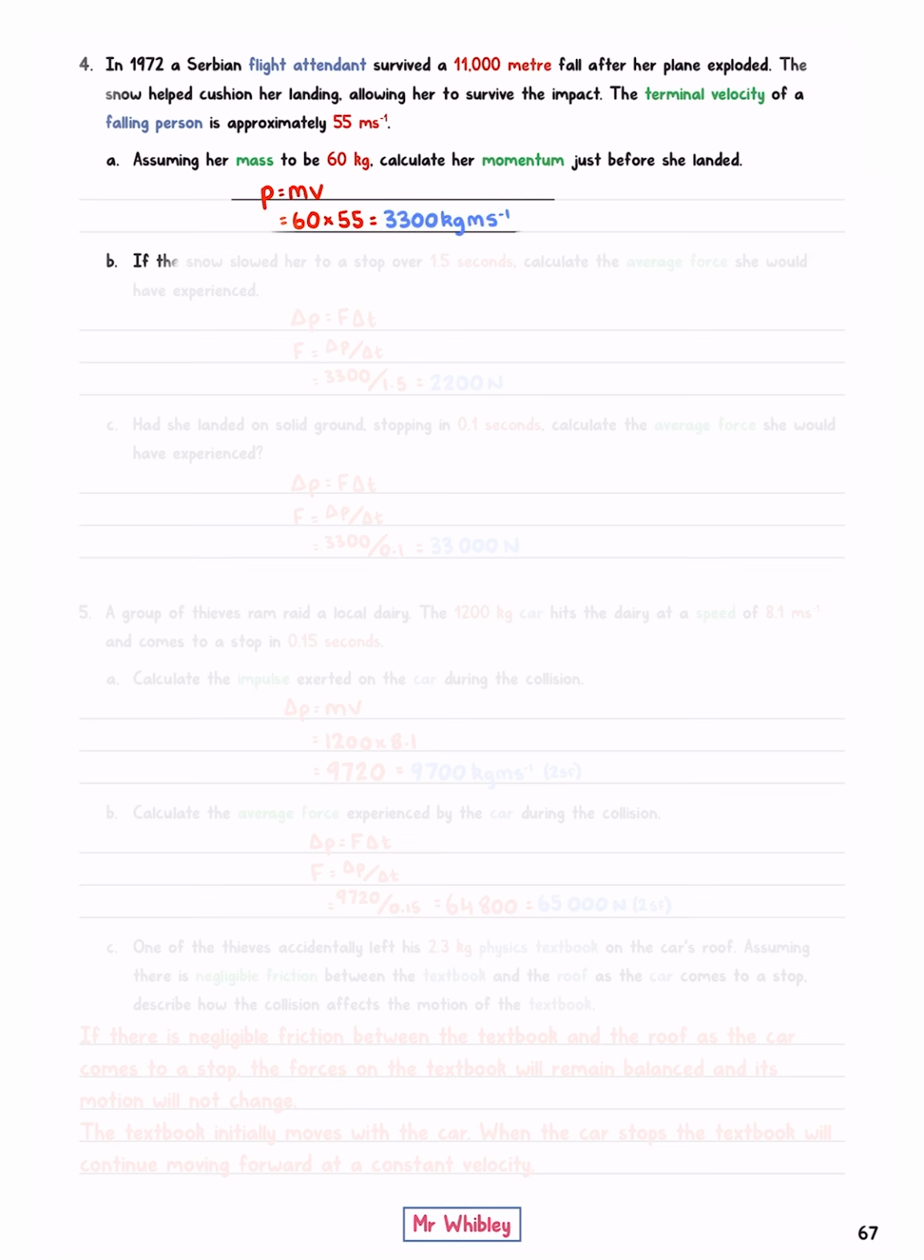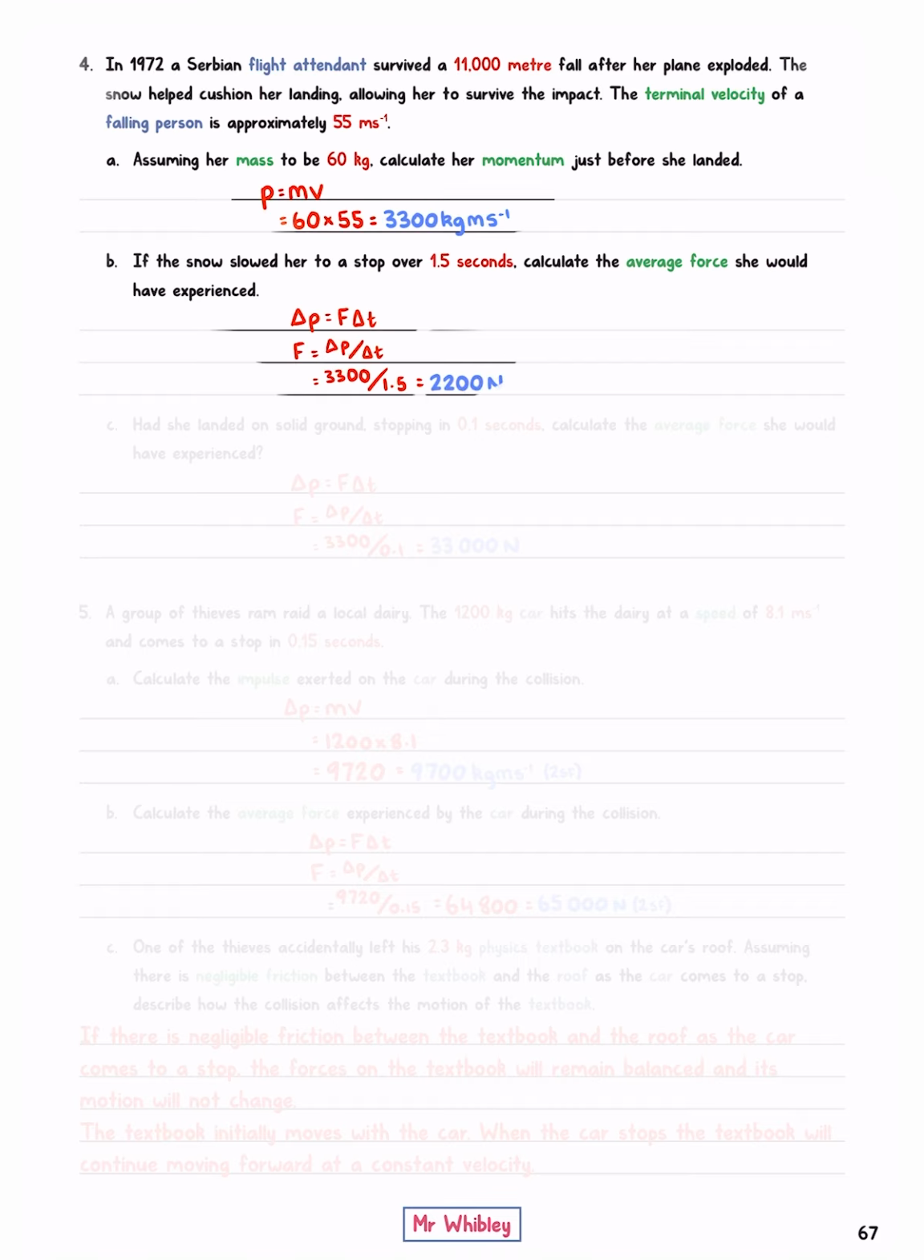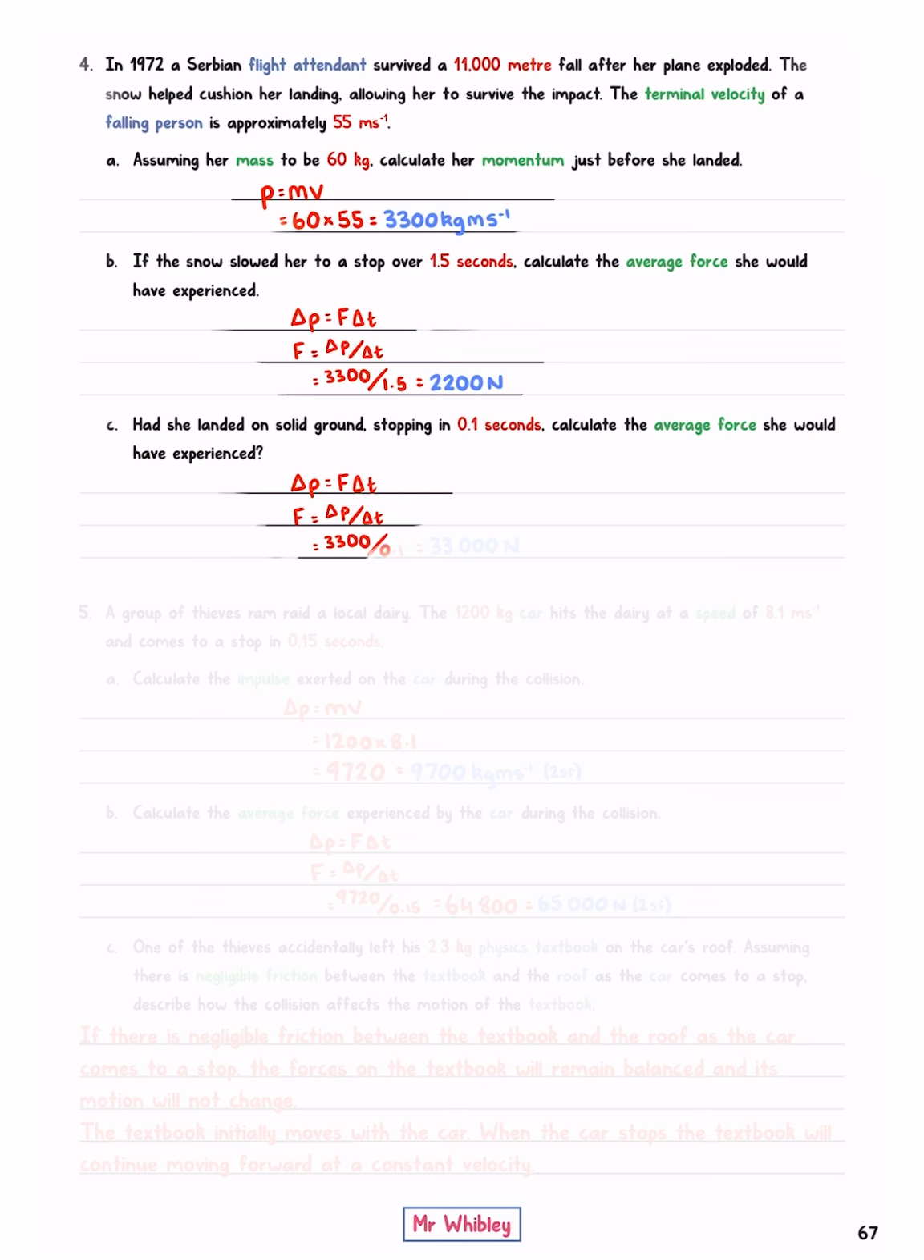If the snow slowed her to a stop over 1.5 seconds, calculate the average force she would have experienced. Using our impulse equation, solving this for force by dividing both sides by delta t, putting in our numbers, gives me 2,200 newtons. Had she landed on solid ground, stopping in 0.1 seconds, calculate the average force she would have experienced. Once again, using our impulse equation, solve for force, using our same change in momentum, but this time our time of 0.1 seconds, gives me 33,000 newtons.